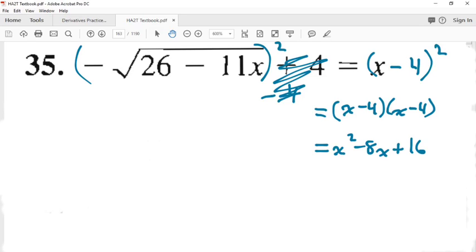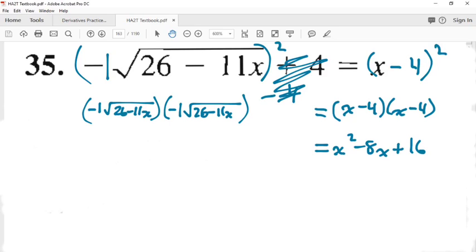Now look at the other side. This is also where I saw mistakes. There is a negative 1 in front of this. You have to pay attention to every number in front of a square root sign if it's not a positive 1. This is what the 2 means. The 2 means negative 1 times the square root of 26 minus 11x, times negative 1, the square root of 26 minus 11x. That's what that squared means.